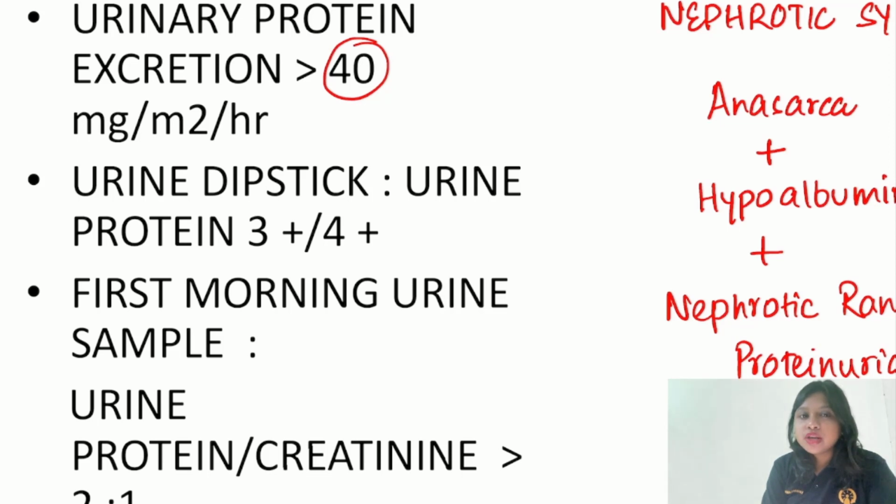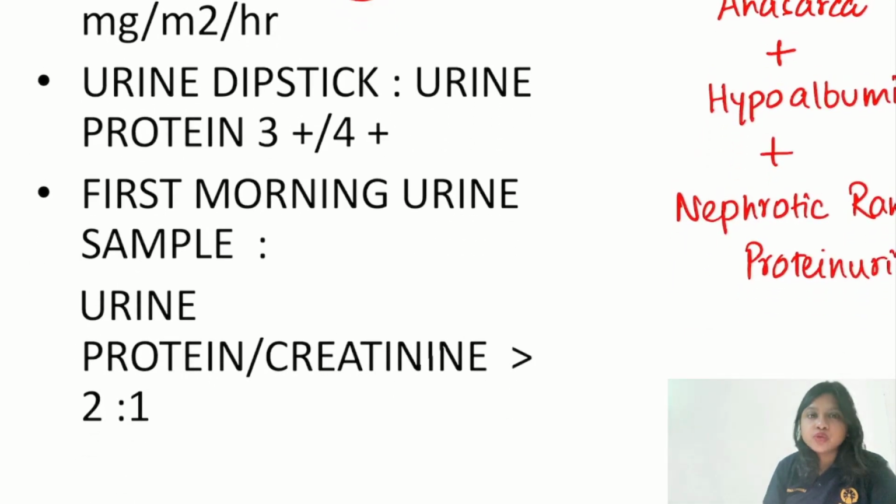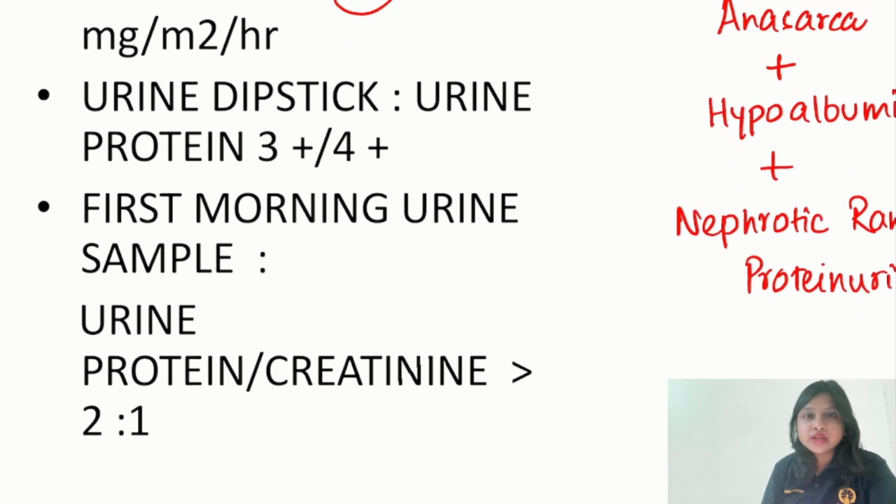And in the first morning urine sample, we are going to calculate the urine PCR or the urine albumin creatinine ratio, which is more than 2:1. So what is the normal value? It is less than 0.2. From 0.2 to 2, it is nephritic range.